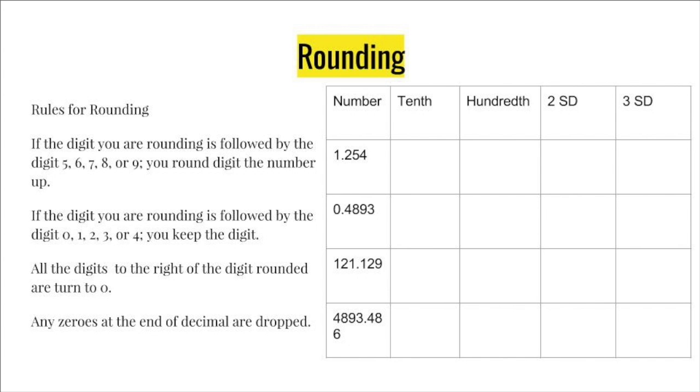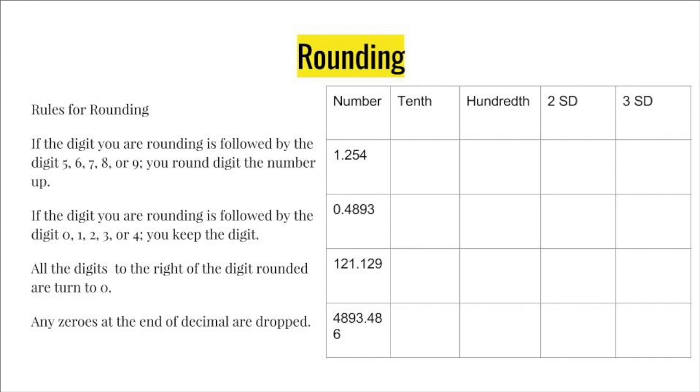When rounding, there's some good things to remember. First off, when you are rounding a digit, you always look to its immediate right. And if that number to the right says 5, 6, 7, or 8, the number you're rounding goes up. If it says 0, 1, 2, 3, or 4, the digit you're rounding stays the same. And all the digits to the right of what you were rounding automatically get turned to 0. And if there are any decimals that are zeros, they generally get dropped.